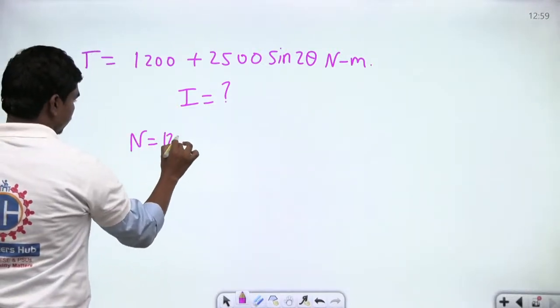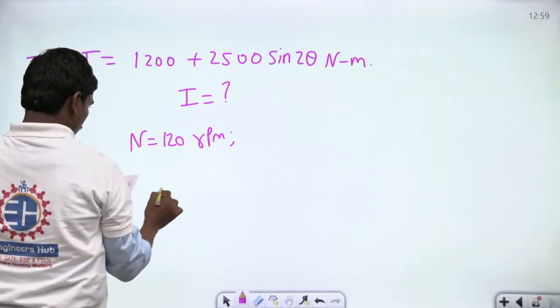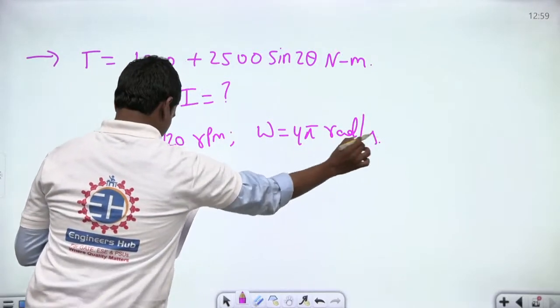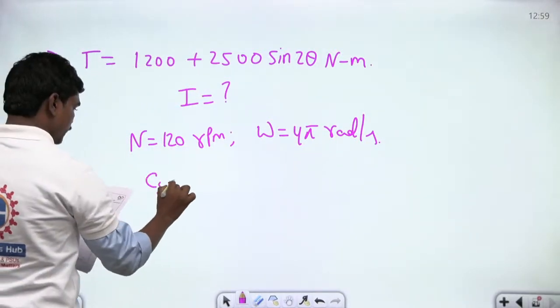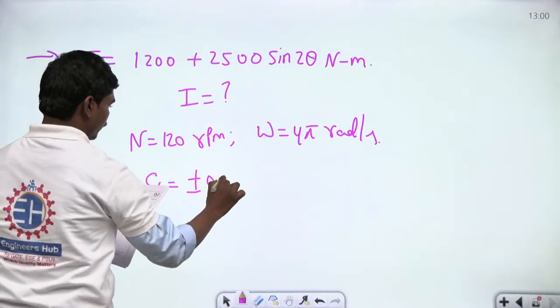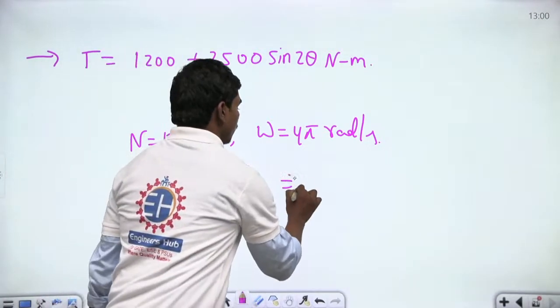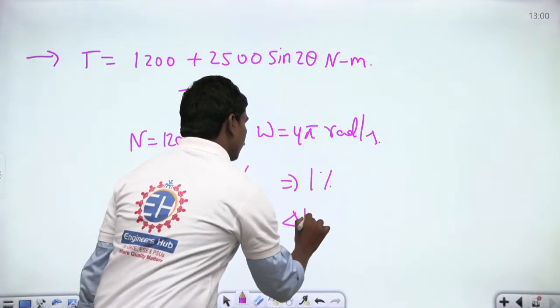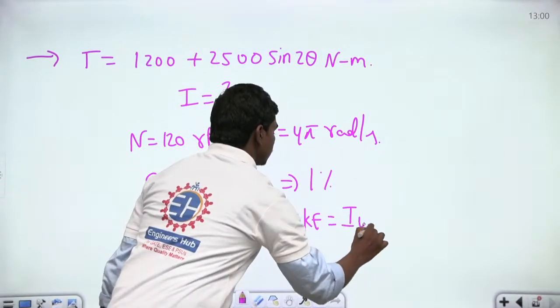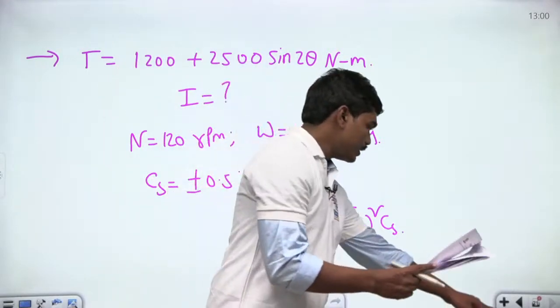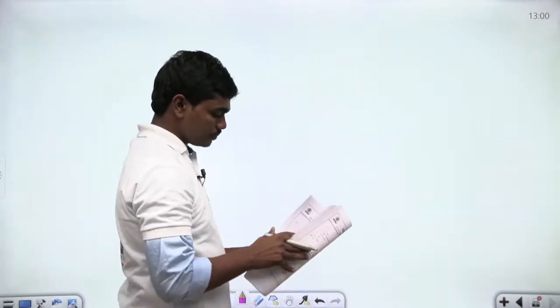N is equal to 120 RPM, which means omega is equal to 4 pi radians per second. Then coefficient of fluctuation of speed is given, which is plus or minus 0.5%. So we can just calculate because total is 1%. So you know change in kinetic energy of the flywheel is equal to I omega square Cs. So we can just find all the terms that are right here. Anyhow, next, let us go for the next question quickly.